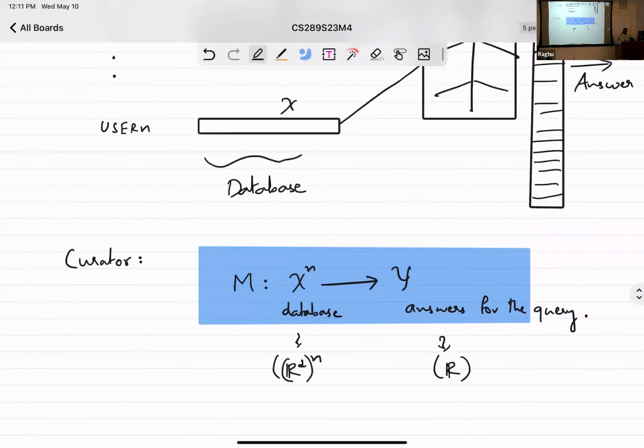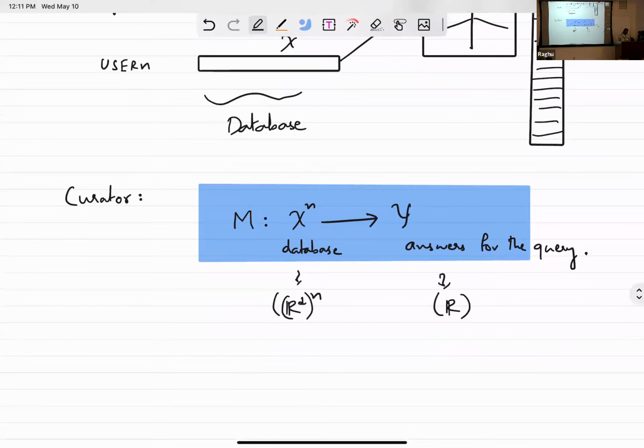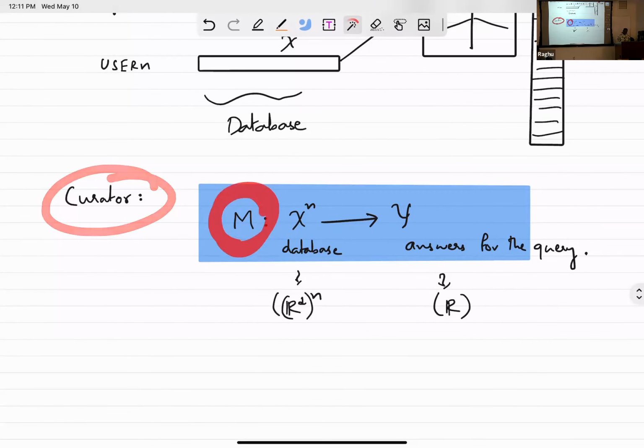So we are the curators. We are taking the role of the curators and have to decide how to answer the queries. Of course, the straightforward thing is to give the exact answer that you want. Meaning, if you ask me the average, I tell you the average exactly. But then it might leak information. Right? That's what we are worried about.